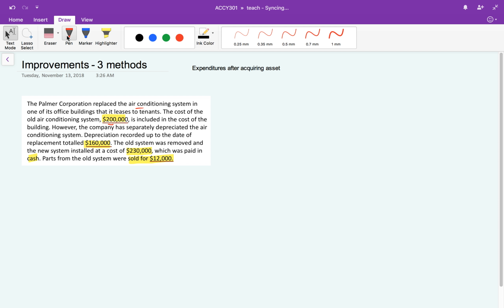So basically, improvement is a type of expenditure that replaces the component of an asset. So our asset would actually be our building, and the component is the air conditioning system. And because it increases future benefits, so the air conditioning system and the building can last longer, we are going to capitalize costs. So we're going to start off with our first method, which is called substitution.